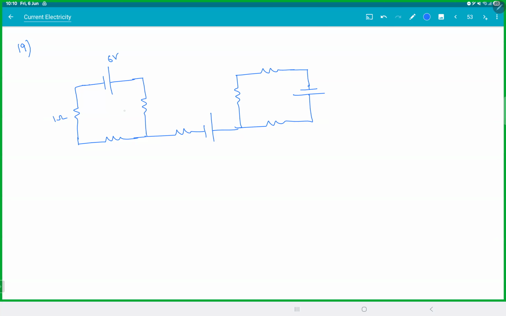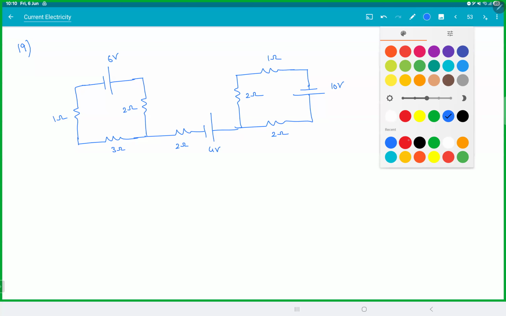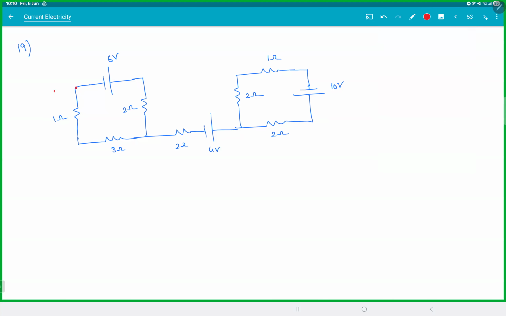Six volt, 1 ohm, 2 ohm, 3 ohm, 2 ohm, 4 volt, 10 volt, 2 ohm, 1 ohm, and 2 ohm. This is A and this is B. Find VA minus VB.